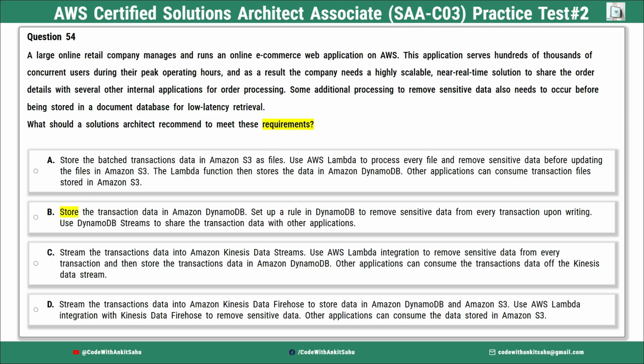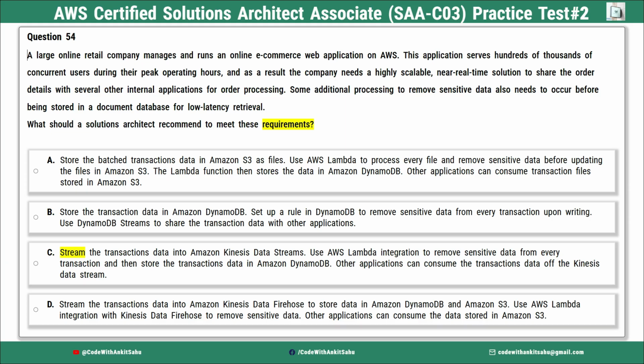Option B. Store the transaction data in Amazon DynamoDB. Set up a rule in DynamoDB to remove sensitive data from every transaction upon writing. Use DynamoDB streams to share the transaction data with other applications.